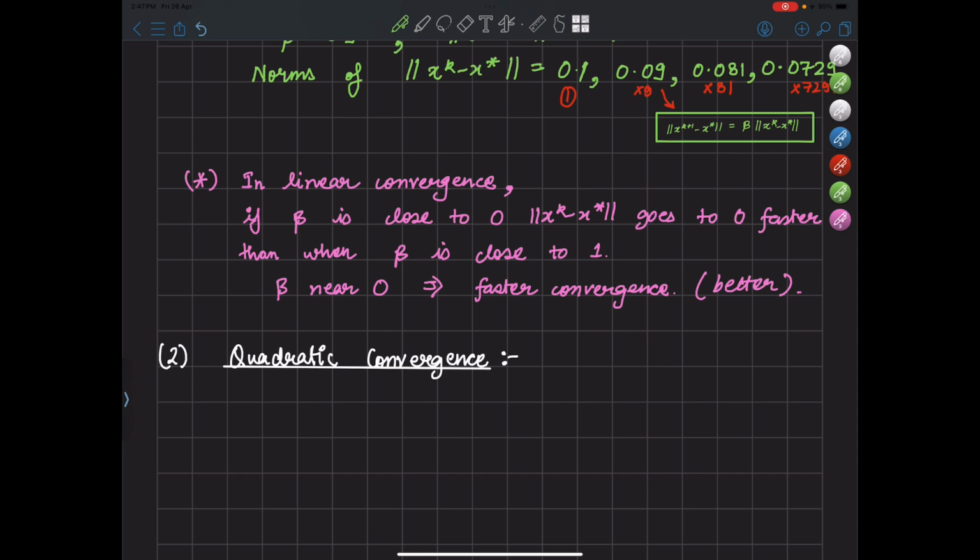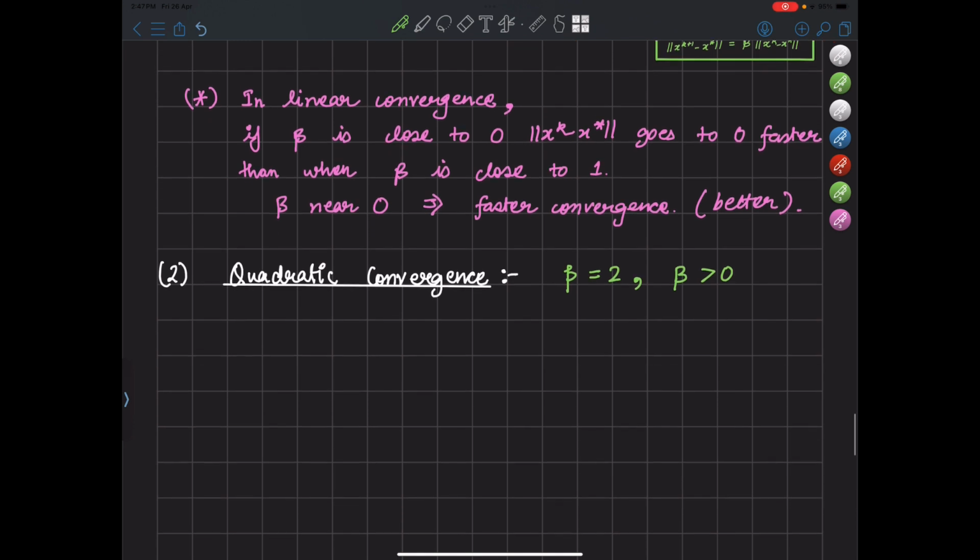Alright. So what is quadratic convergence? Here the order is 2 and beta is anything greater than 0. Basically, the convergence rate is anything greater than 0. This is how quadratic convergence is defined. Let us look at some examples.